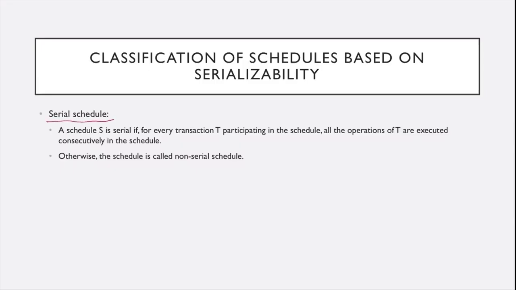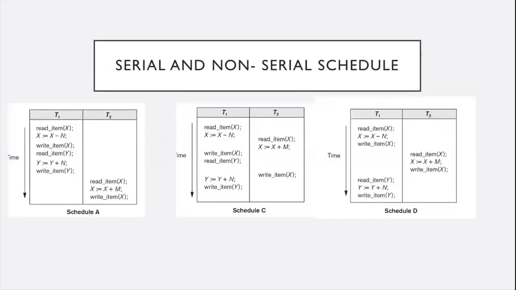A serial schedule is a schedule in which, for every transaction that participates in the schedule, all the operations of that transaction are executed consecutively in the schedule. That means there is no interleaving of operations among transactions in a particular schedule. That is called your serial schedule. And if there is an interleaving of operations among the transactions, then this is a non-serial schedule.